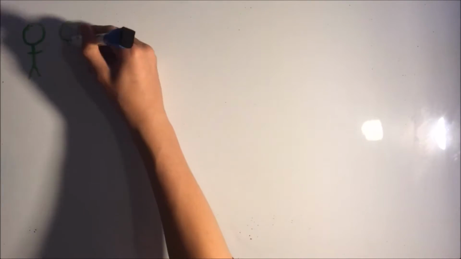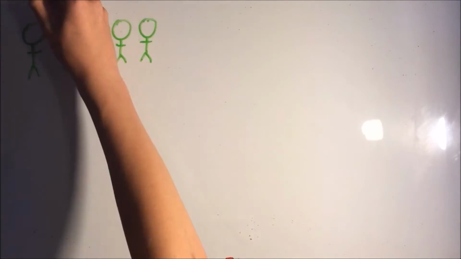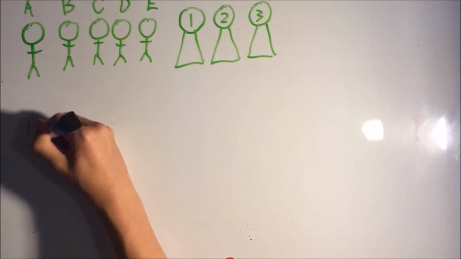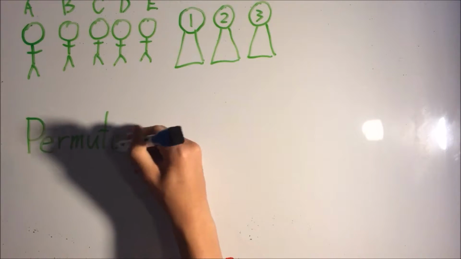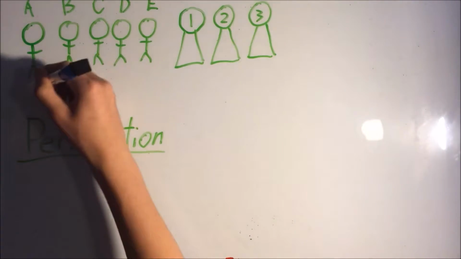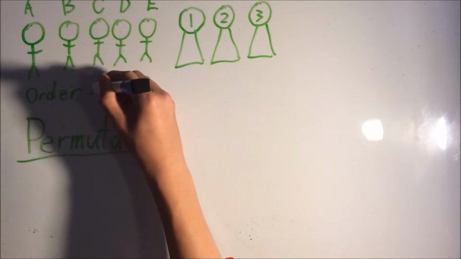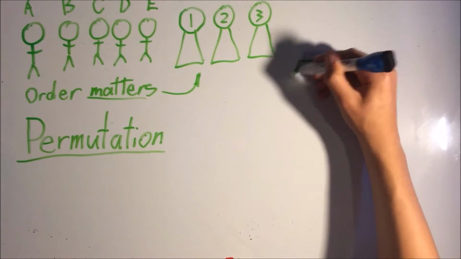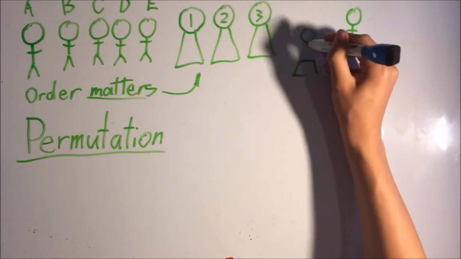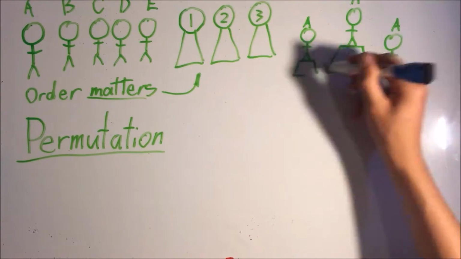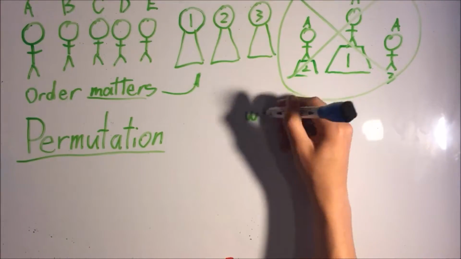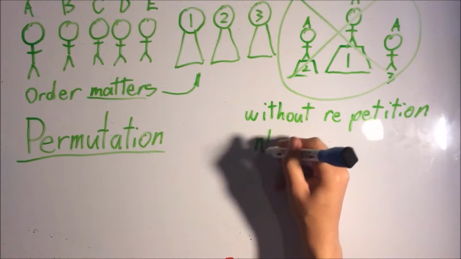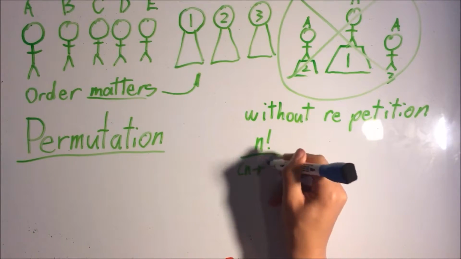Let's say you have 5 children, A, B, C, D, and E, racing each other for first, second, and third place. Now, if you look at this scenario, you can see that order does matter because they are competing, after all, for first, second, and third place. Therefore, it is a permutation. Now, because child A cannot have all 3 places and no other child can have any more than 1 place, we're doing this without repetition, which means we're going to be utilizing the equation n factorial over n minus r factorial.